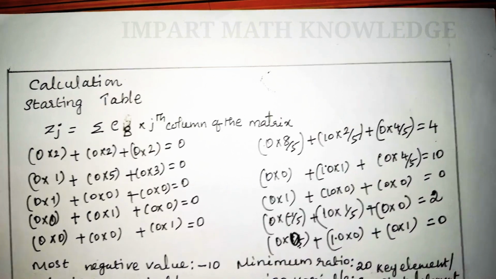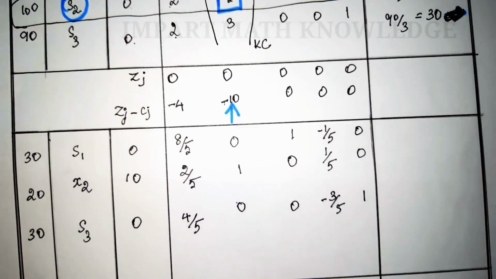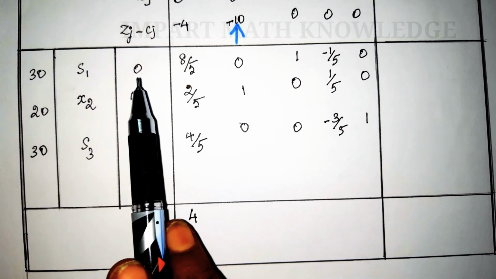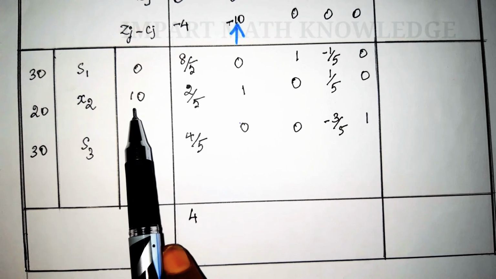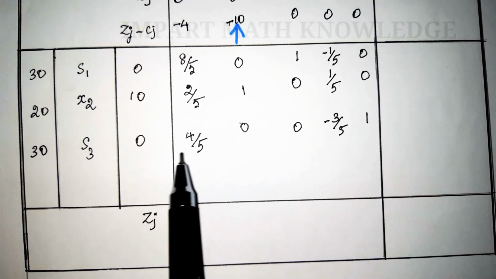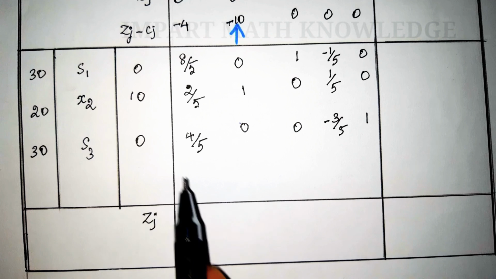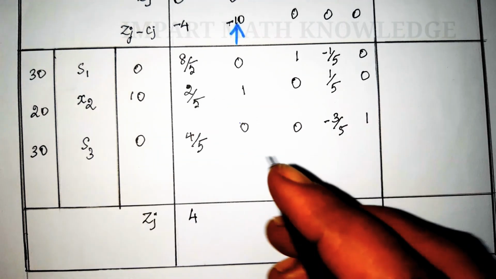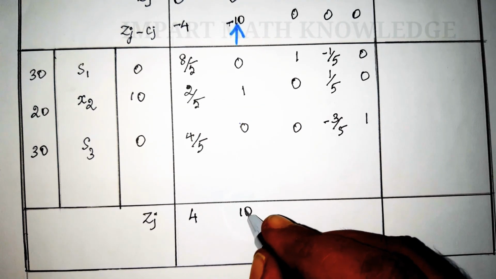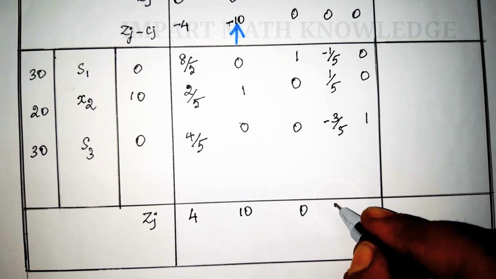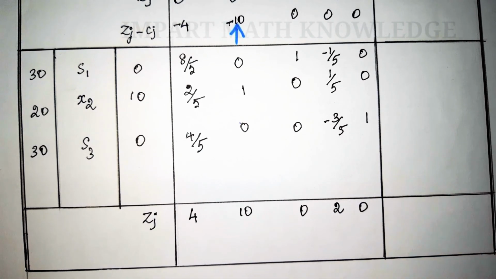Now we write all the values in the simplex table. Zj is equal to, let me repeat, 0 into 8 by 5 plus 10 into 2 by 5 plus 0 into 4 by 5 is 4. Like that you have to find all the other values: 4, 10, 0, 2, 0. Now Zj is over. Now we have to find Zj minus Cj.